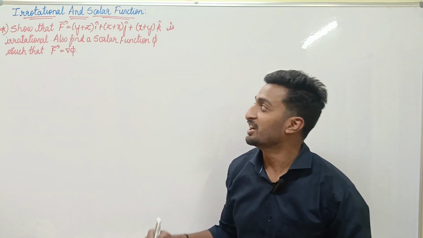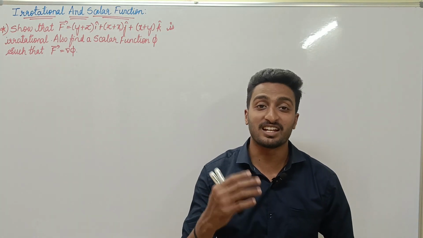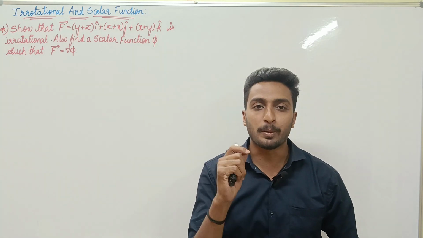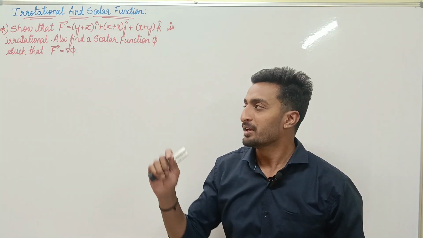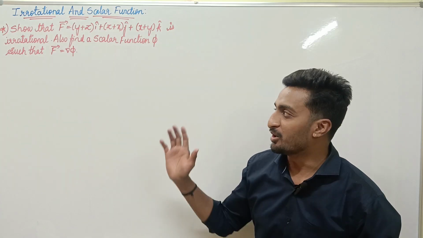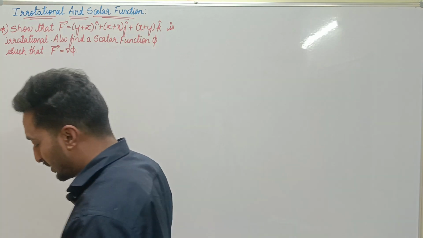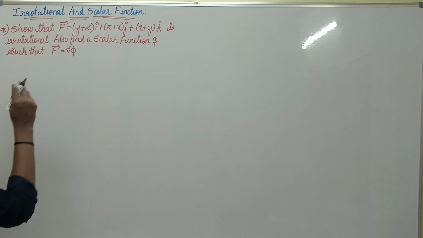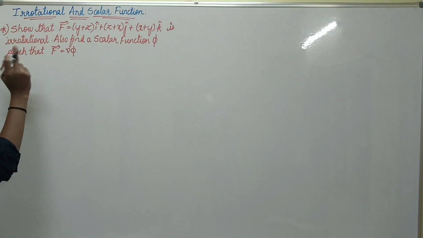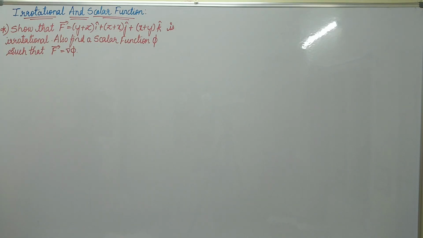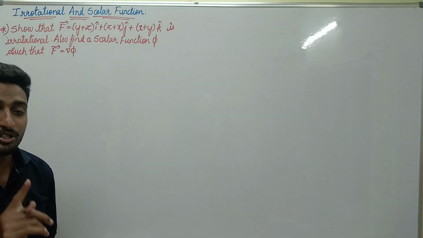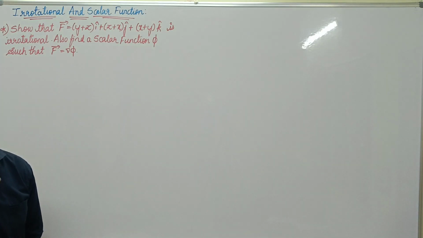Today, let us learn how to solve the irrotational and scalar function problem, one of the most important questions asked repeatedly in the VTU main examination. How to simplify and how to reduce this? Now, let us see. First, let us find what we need to find. First, we need to find irrotational. What do you mean by irrotational? If curl vector f equals 0, then we call it irrotational.